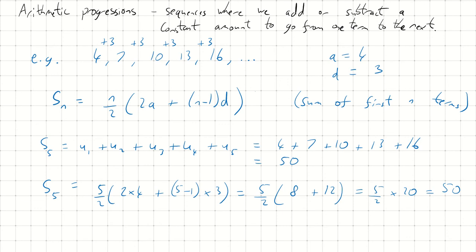Now, as I said, let's say our question was not work out S5, but work out S20, the sum of the first 20 terms. Then the formula is going to be a lot quicker than actually writing all the 20 terms. We're just going to do n over 2, 20 over 2, times 2a, so that's 2 times 4, plus (n minus 1), so n is 20, n minus 1 is 19, and d is 3. So now we get 20 over 2 is 10, 2 times 4 is 8, 19 times 3 is 57. So we get 10 times 65, which is 650. That's the sum of the first 20 terms of the sequence.